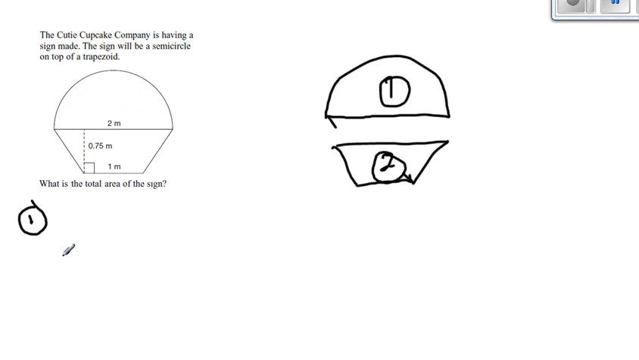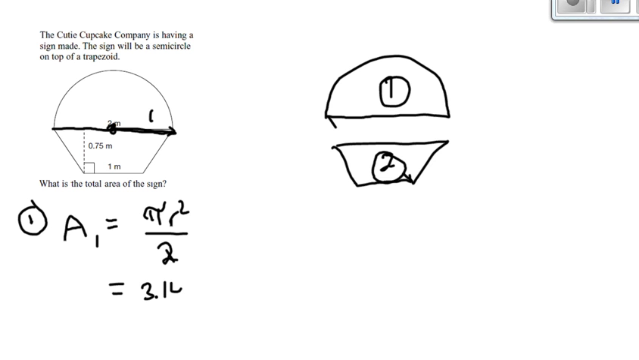So the area of a half a circle is pi r squared divided by 2. So all I need is the radius. The information given to me, this 2, is centered on the line, which means it's the diameter. And so that means the radius must be 1. So I would do pi times 1 squared divided by 2. And that gives me 1.57 centimeters squared for the area of that semicircle.